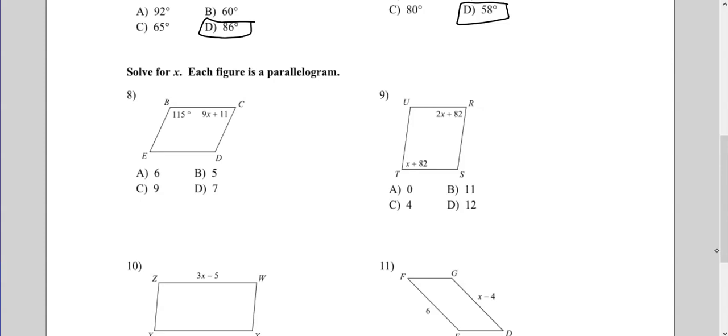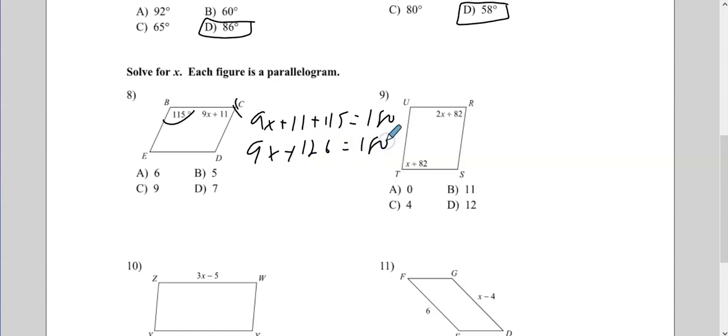So again, like number 6, these are consecutive angles, so they're not equal to each other. This one's obtuse, this one's acute. So whenever you have that situation, you add them together to equal 180 degrees. So first thing you're going to do is join like terms. Then you're going to subtract 180 minus 126. Lastly, you're going to divide by 9 and get 6.